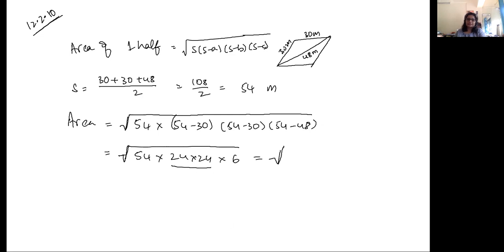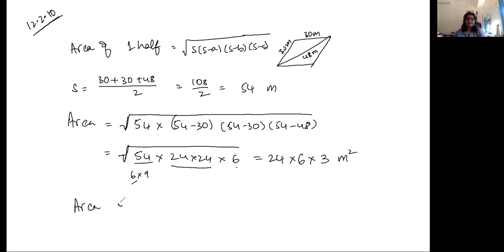I can take this outside, that'll be easier. 24 into root of 54 into 6. This I can write as 6 into 9. 6 9s are 54. So 6 and 6 I can take outside, and root 9 is 3. This is the area.